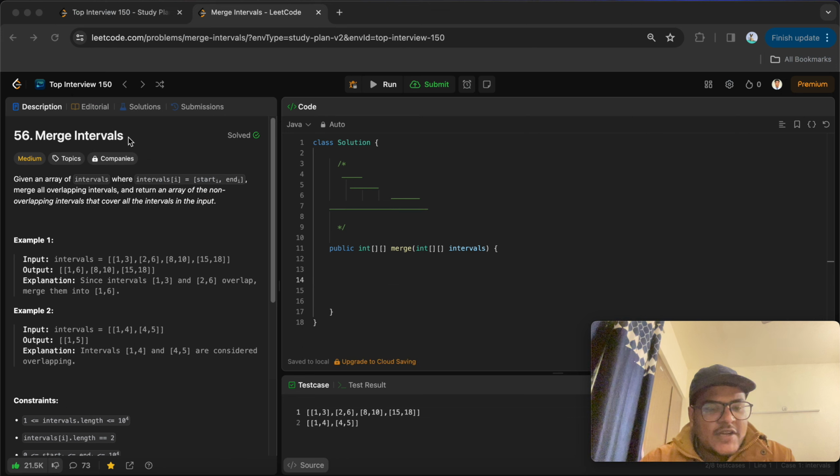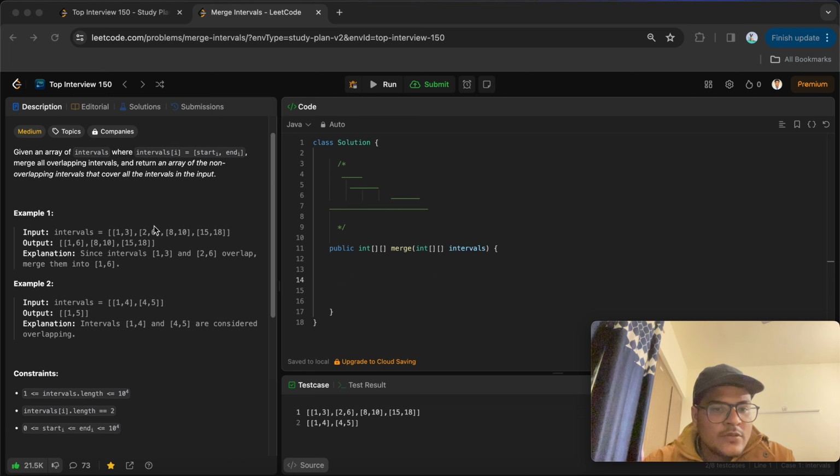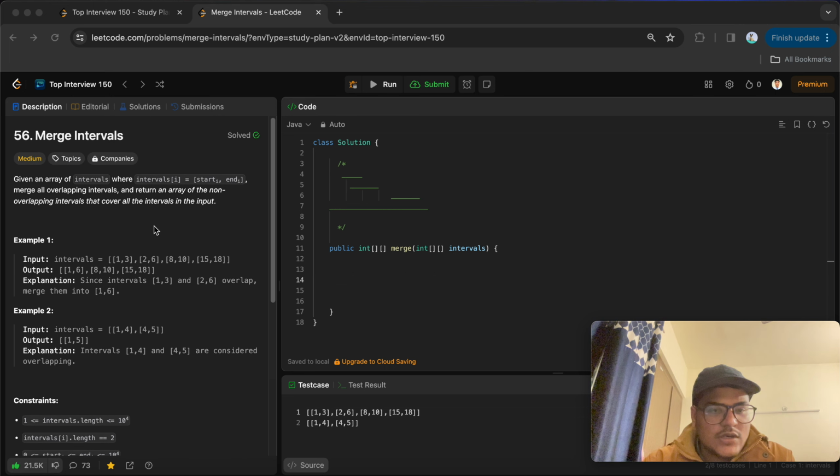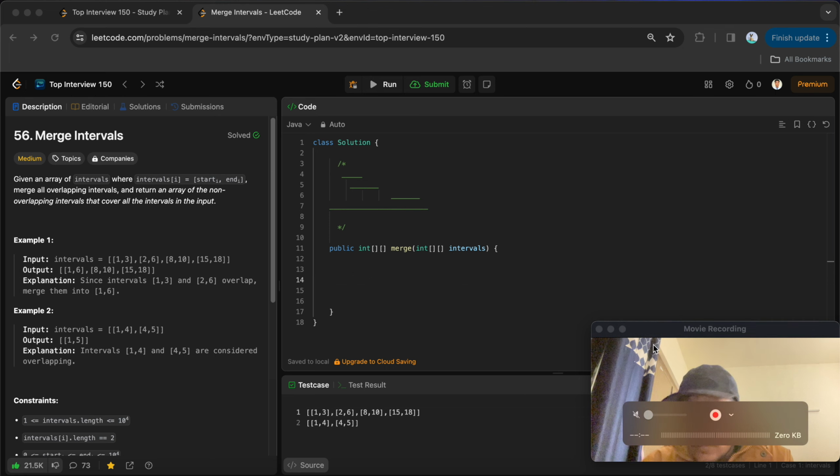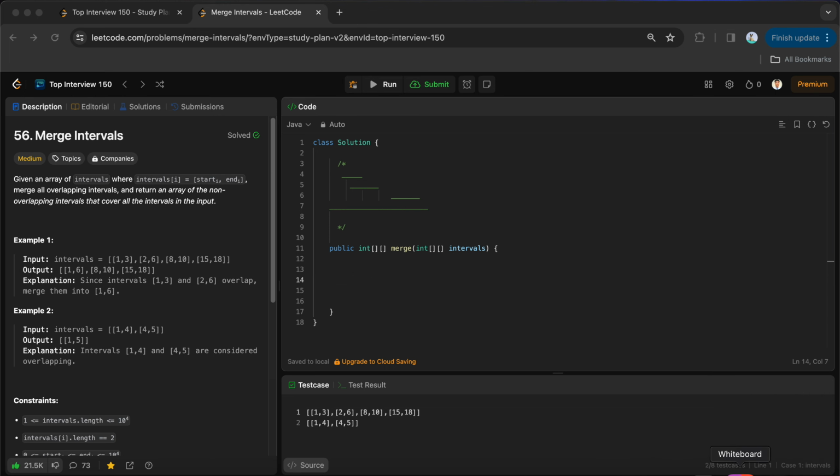So for today we are taking this problem from LeetCode, problem number 56, named Merge Intervals. It is one of the famous problems and it is asked by many companies. So today we will discuss how we can think to solve the problem and how we can develop the logic. So let me share my screen.